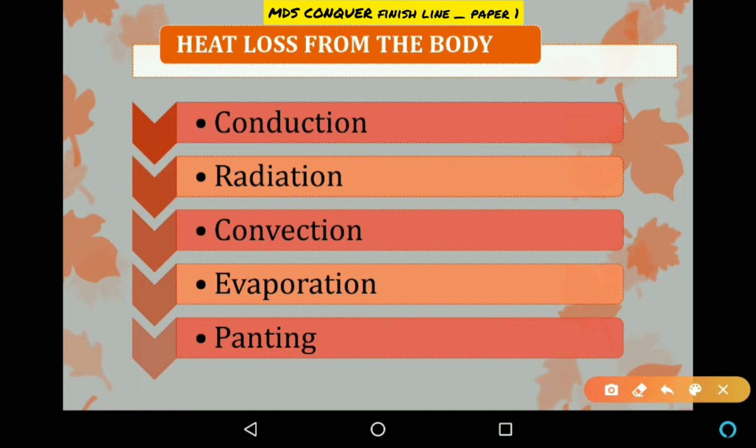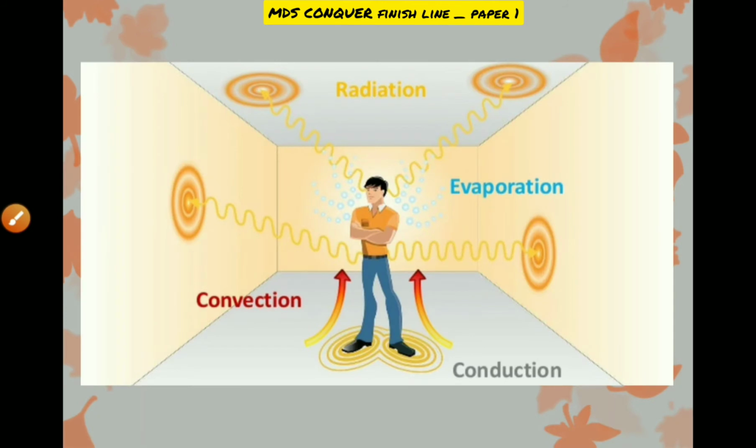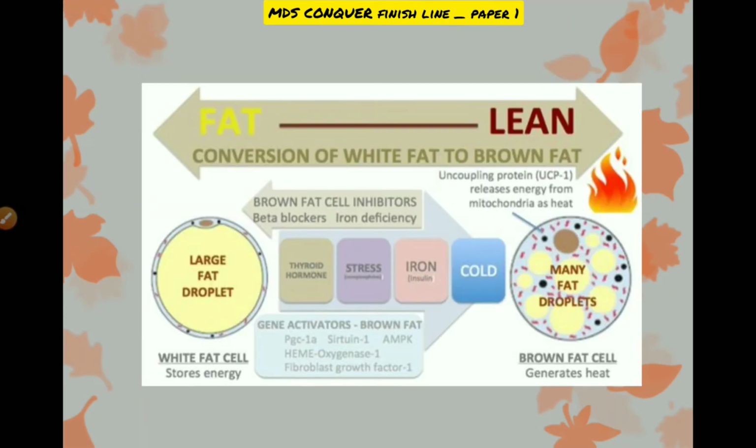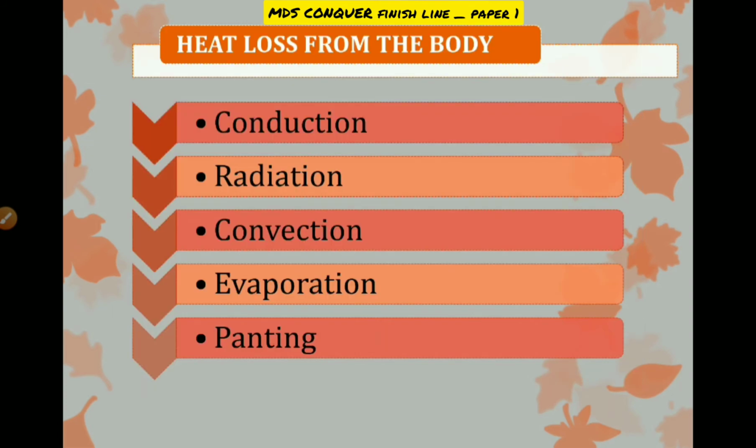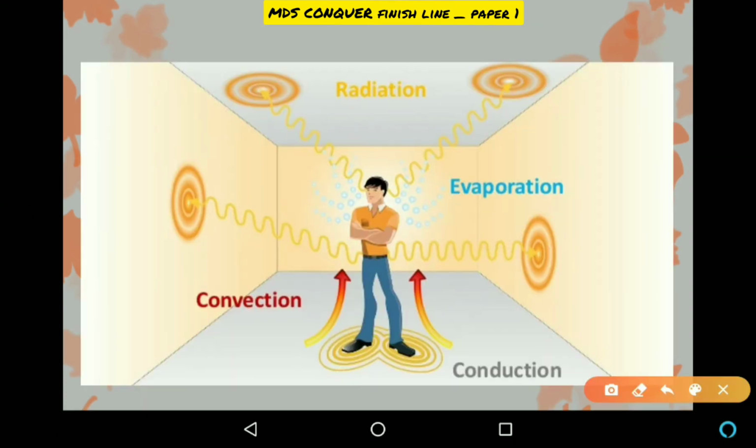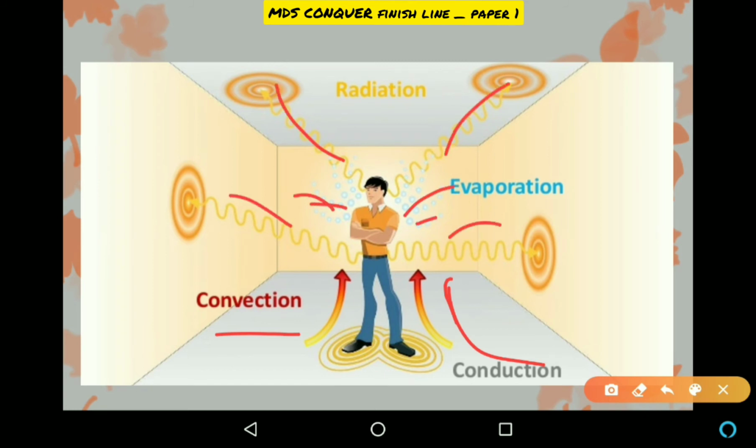Then coming to the heat loss from the body, we have seen all the mechanisms where heat is gained. Now these are the heat losses from the body: conduction, radiation, convection, evaporation, and panting. This will represent the convection here, conduction from the ground, evaporation from the body, and radiation from other sources.